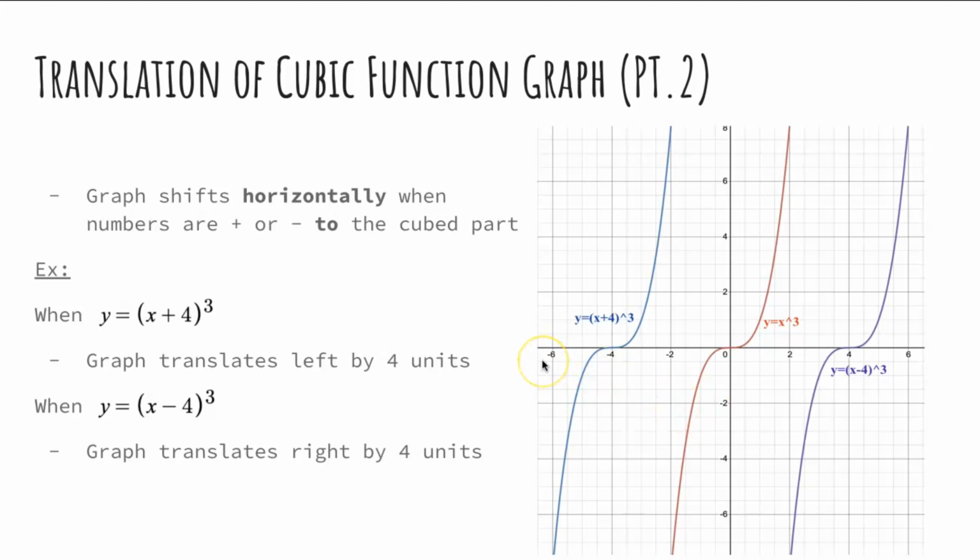Furthermore, the graph would shift horizontally when numbers are added or subtracted to the cube part, not after the cube part. For example, if you're given the equation y equals (x plus 4) to the power of 3, the graph would translate left by 4 units. And if you're given y equals (x minus 4) to the power of 3, the graph would translate right by 4 units. So any number that is added to x in the bracket, the graph will always shift left. And any number that is subtracted from x in the bracket, the graph will always shift right.